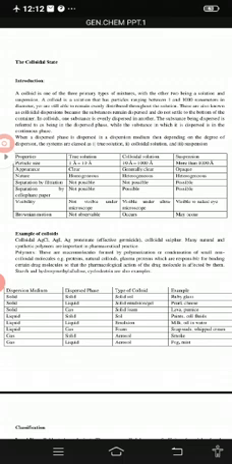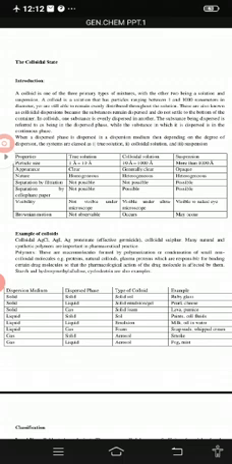Solid particle in liquid medium. This is called sol. Solid particle in gas medium. This is called aerosol. Liquid particle in solid medium. This is called gel. Liquid particle in liquid medium. This is called emulsion.